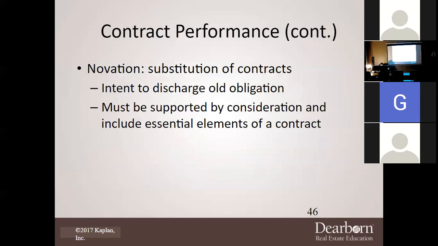A novation is where we have what's called the substitution of contracts. It's the intent to discharge an owed obligation. And it must be supported by consideration and include essential elements of a contract. Basically, novation means we've discharged ourselves. We're no longer liable for it.